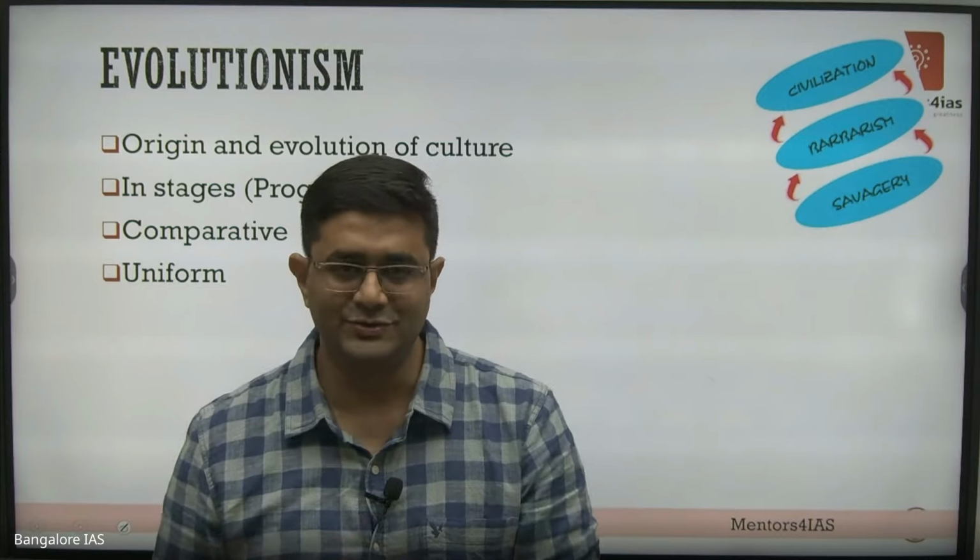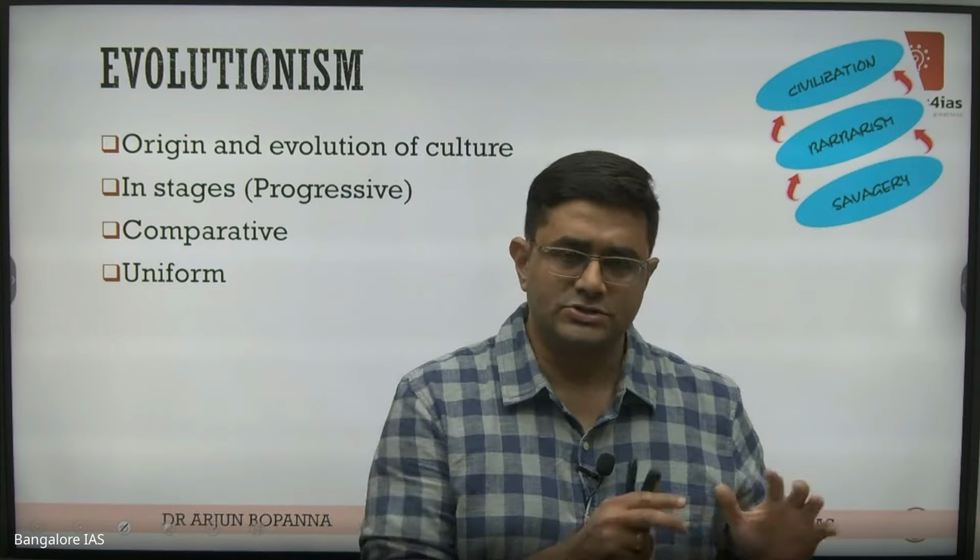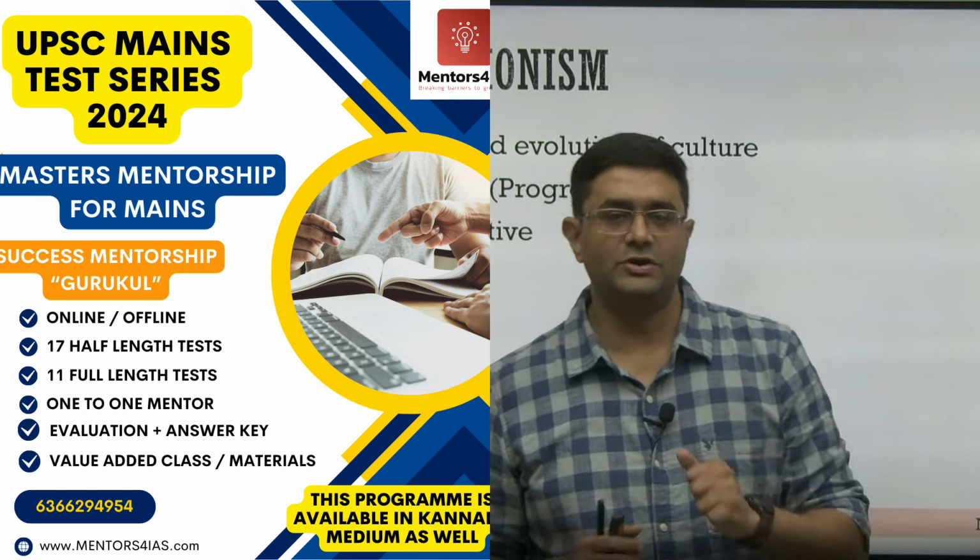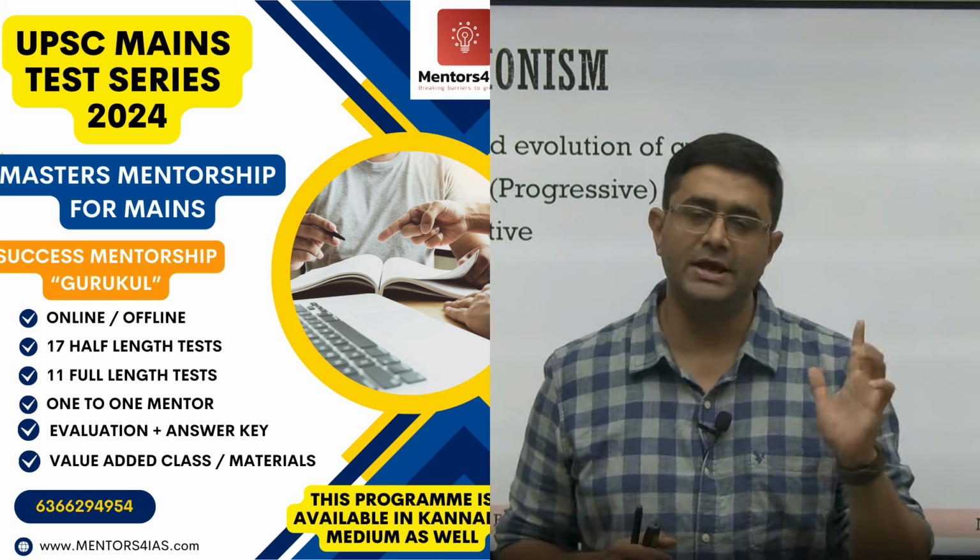The first theory that we start with is evolution, what we call classical evolution. Later on, it is renamed unilinear evolution to differentiate it from the neo-evolutionists who have different theories, called multilinear evolution or universal evolution. We'll come to that later. So the first theory is classical evolution, or unilinear evolution.